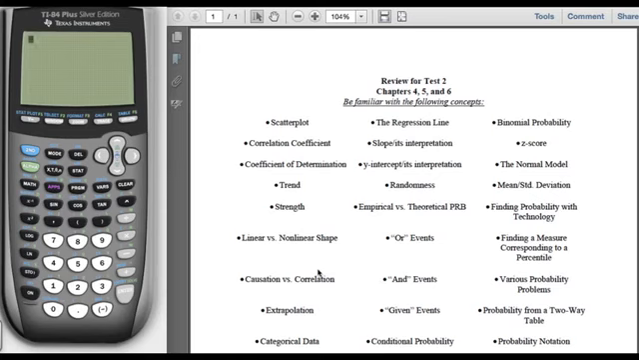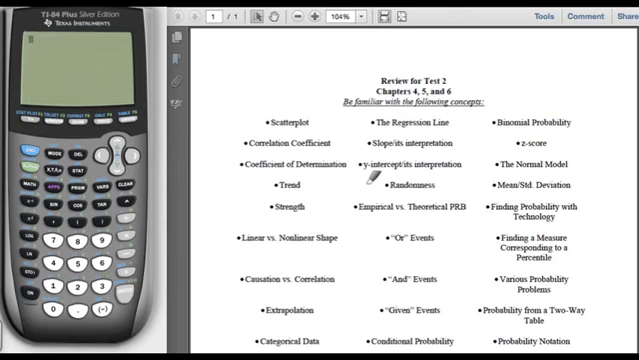in a little bit more detail to hopefully help give you a better idea of what you can expect on the next test. So the next test, test 2, will be over chapters 4, 5, and 6. This is the study guide that we have posted. And the first page, just like all my study guides, consists of some terms to be familiar with.